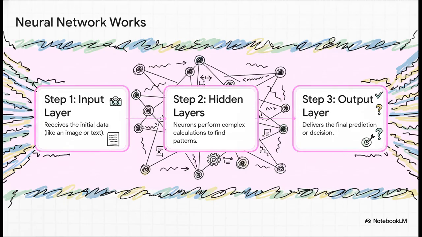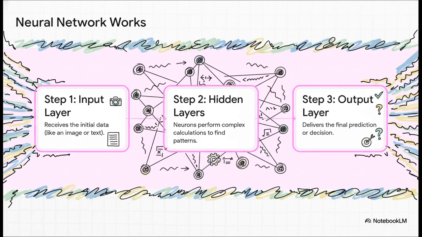First, you feed data, say an image of a cat, into the input layer. That data then flows through these hidden layers, where thousands of tiny digital neurons perform a bunch of calculations to spot patterns. Finally, the output layer spits out the answer, like the word cat. But here's the cool part. The real learning happens when the network gets it wrong. It feels that error and then adjusts all the little connections between its neurons to make a better guess the next time around.